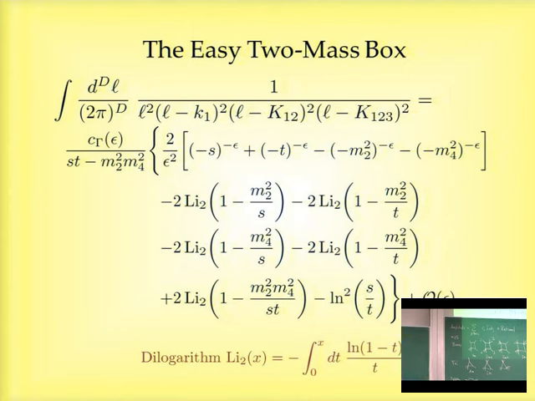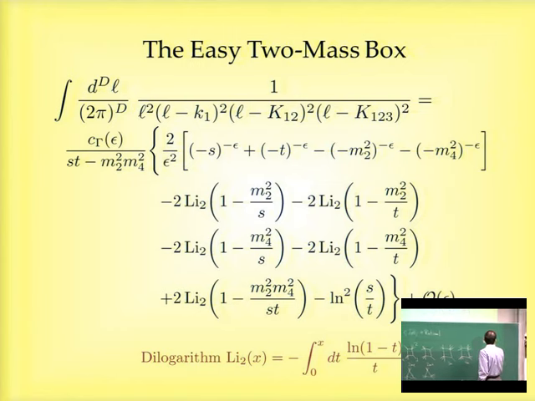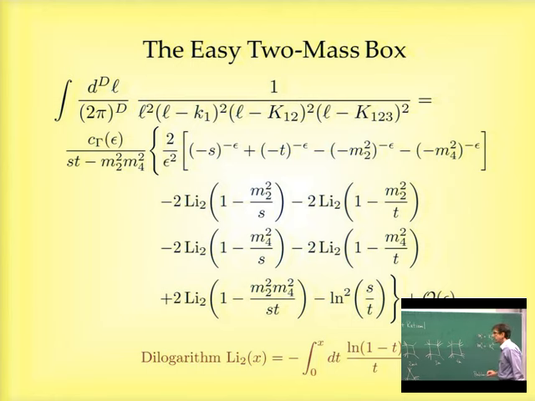The K1 and K12 and K123 that appear on the left-hand side? Yes, so for example, in this case, m2 squared would simply be equal to k2 squared, and m4 squared is simply equal to k4 squared, which is equal to k123 squared. Okay.